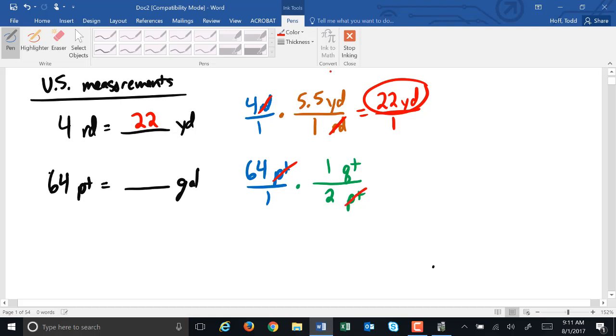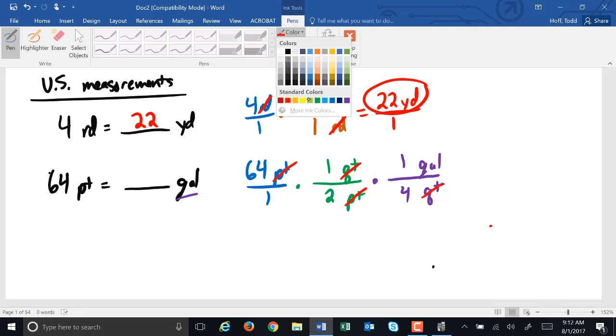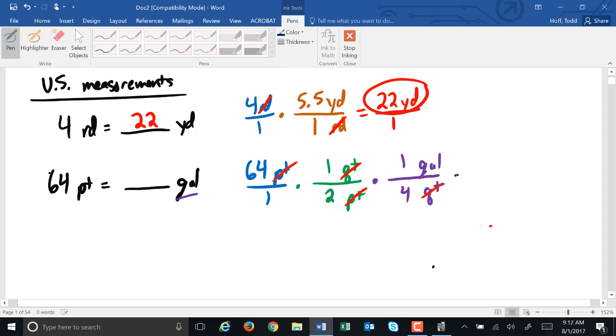Now at this point, pints have canceled out and we are in quarts. But we don't want quarts, we want to get to gallons. So we're going to put quarts on bottom to cancel them out and go to gallons. 1 gallon is 4 quarts. And now the quarts have canceled out and we are left with gallons. 64 times 1 times 1 is 1, or 64 times 1 gallon is 64 gallons. On bottom, we have 1 times 2 times 4 is 8. 64 gallons divided by 8 is 8 gallons. So 64 pints is 8 gallons.